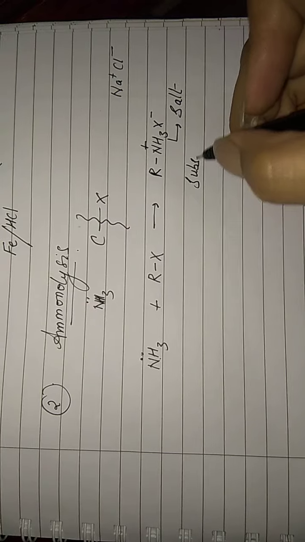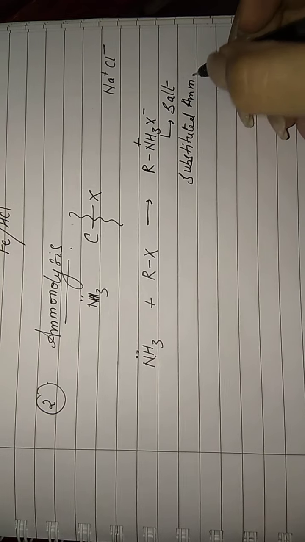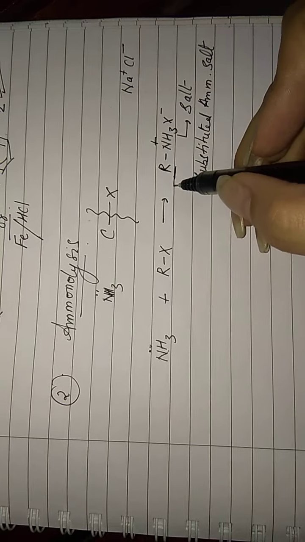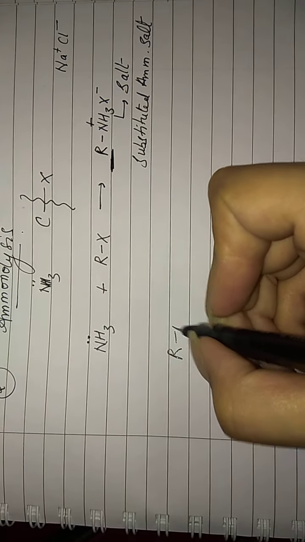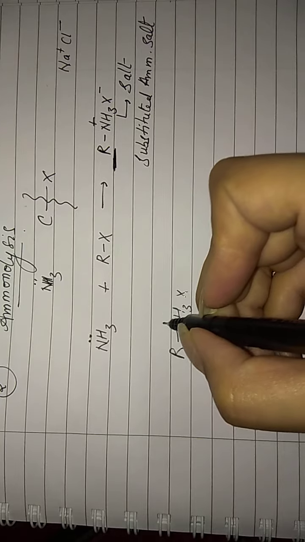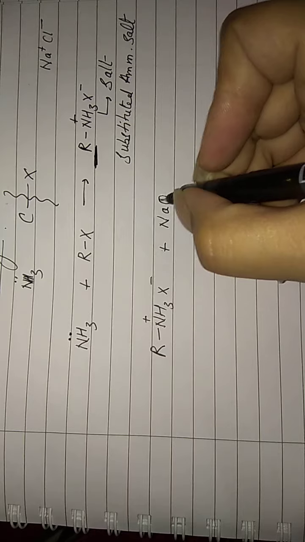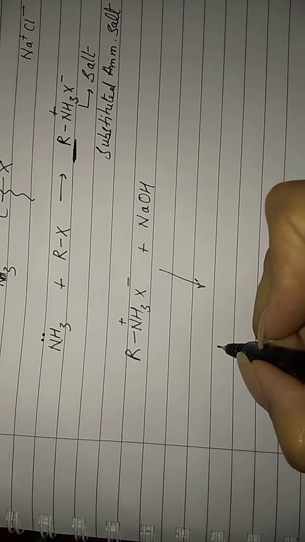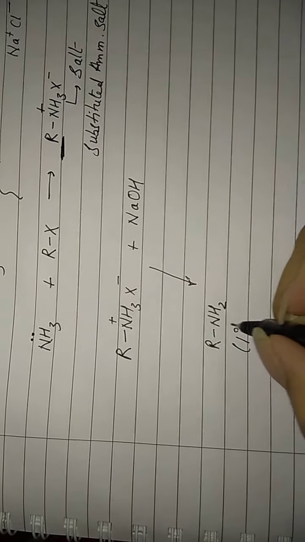The name goes as substituted ammonium salt. Substituted, why substituted? Because it has a carbon chain also. The next step is that this substituted ammonium salt is reacted with NaOH. Now what happens over here is R gets attached to NH2, giving rise to a primary amine.